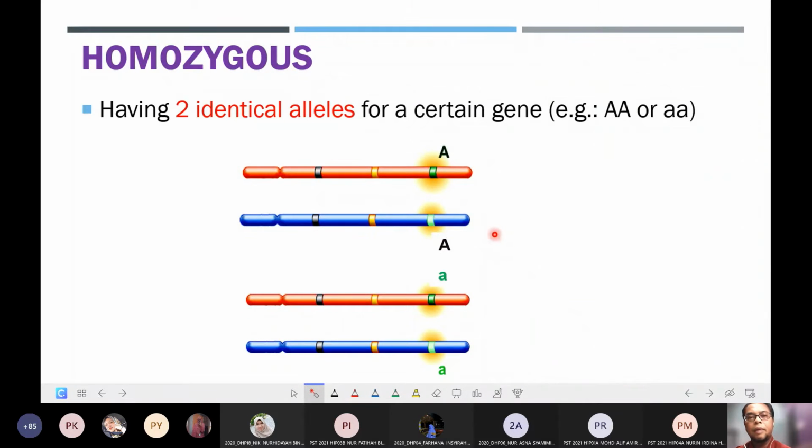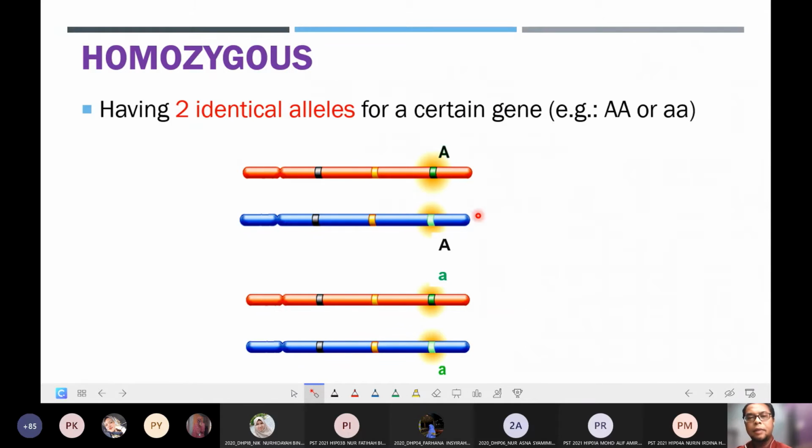Okay, and if for a particular gene there are two identical alleles, such as this one, capital A and capital A alleles, we call it a homozygous condition. So homozygous condition refers to a condition in which one individual has two identical alleles for a certain gene. So if there are two alleles that are similar, capital A, then homozygous. The same goes for a condition where one of the homologous chromosomes has this small a allele, and the other also has the small a allele. We also say that this is showing a homozygous condition.